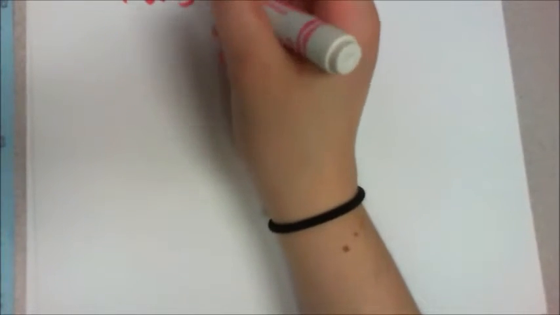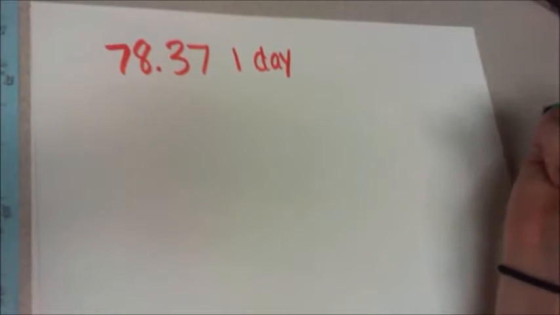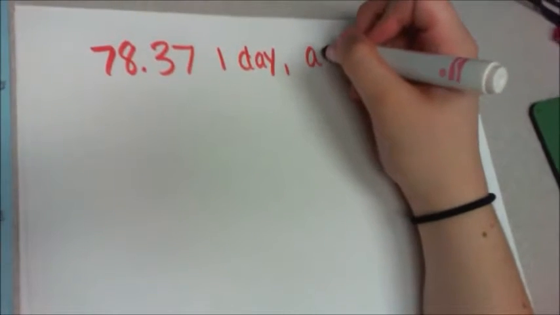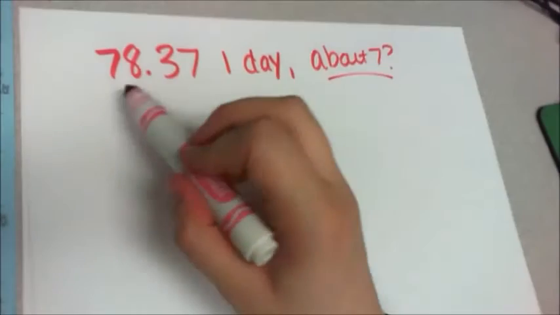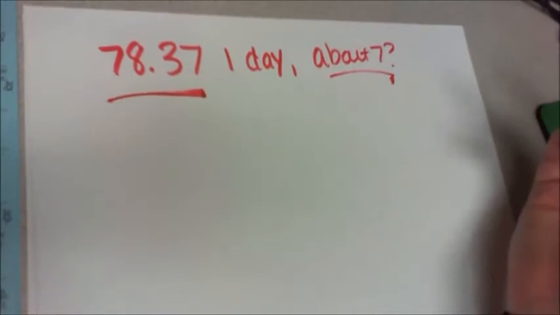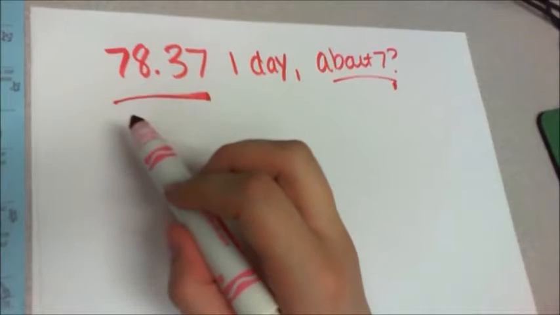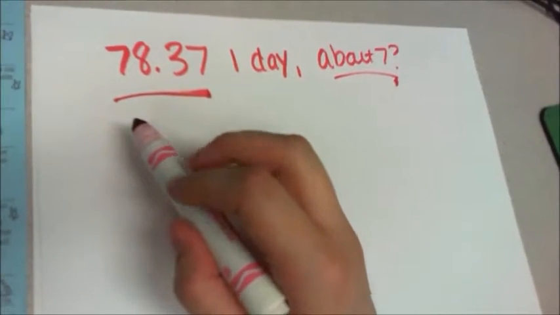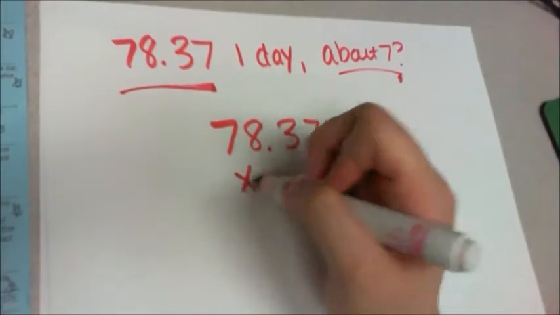Let's move to the next one. Number 4 says, Kevin makes $78.37 one day of work. They want to know about 7 days. Well, if we know this is 1 day and we want to know 7, what should we do? We could add this 7 times, but that might take a while. Instead of the repeated addition, we can just do multiplication.